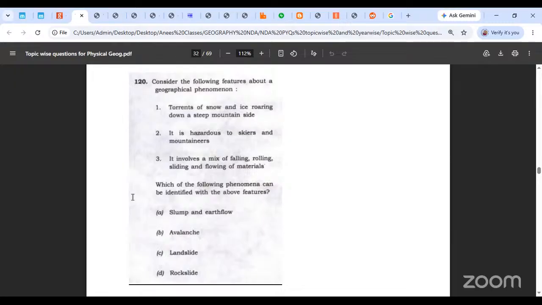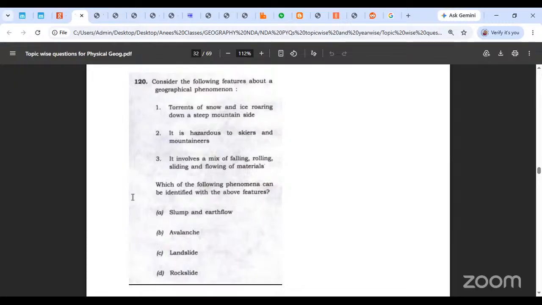It is hazardous to skiers and mountaineers. वो लोग जो स्की करते हैं, माउंटेन हाइकिंग करते हैं, उनके लिए बहुत मुश्किल होता है ये. इनफैक्ट ये उन लोगों के लिए भी बहुत प्रॉब्लमैटिक होता है जो एवरेस्ट की तरफ जाते हैं, एवरेस्ट स्केल करने की कोशिश करते हैं, उनके लिए भी बहुत हैजर्डस होता है ये. And it is a mix of falling, rolling, sliding and flowing of materials. तो आपको बताना है ये किस तरह का प्रोसेस है.